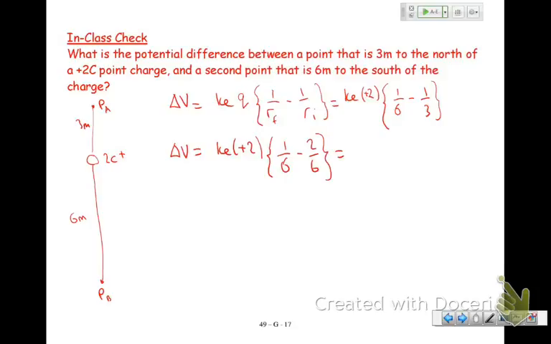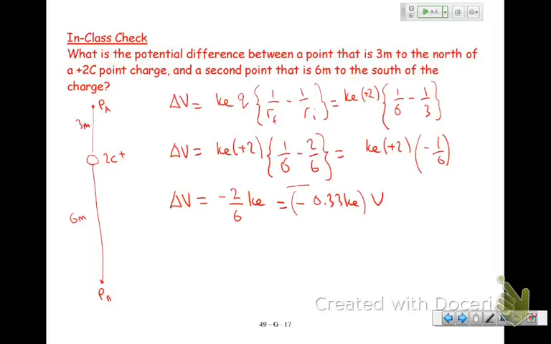which equals, and this is me bad teaching, because I shouldn't make it so that when I subtract them I get one of the original values, because people can interpret that in a whole bunch of ways, but I'm just subtracting them. So I get KE times positive 2 times minus 1 over 6. So delta V is equal to minus 2 over 6 KE, which equals minus 0.33 KE. What are the units going to be? Volts. Put that in brackets, put it in a square.